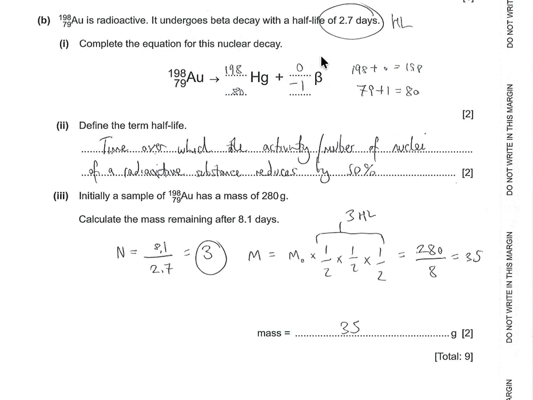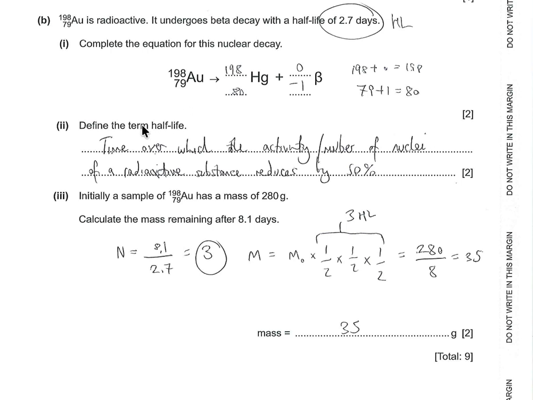This is beta decay. So we've got gold, Au, becoming Hg. This is mercury, I think. And we know that beta is 0 and minus 1. Then that must mean that this is an 80, because 80 take away 1 is 79. We've got a 0 on the top, and therefore 198 take away 0 is going to be 198. So we get marks here for having the correct symbols and correct numbers.